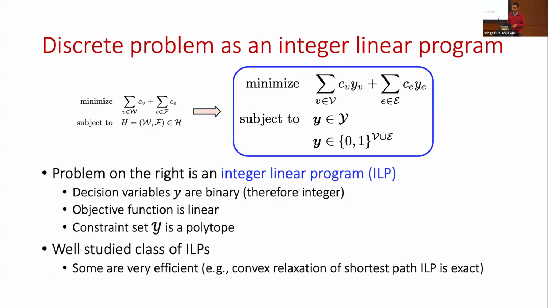These are an extremely well-studied class of integer linear programs, studied for almost a century now. Maybe a century is too much, half a century. And some of them are actually incredibly efficient. For example, for the shortest path, the classical integer linear programming formulation is known to have an exact convex relaxation. So for that specific problem, we can just throw out the window the constraint that the variables are binary, the convex relaxation will be exact. So you can solve it in polynomial time.